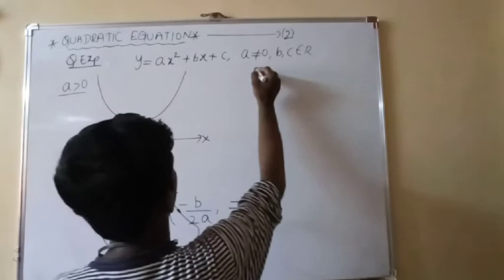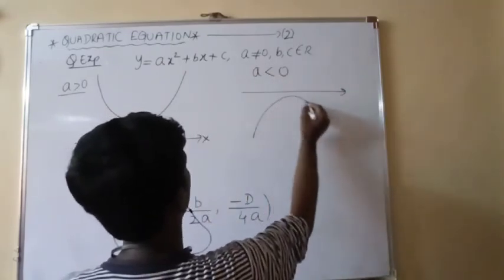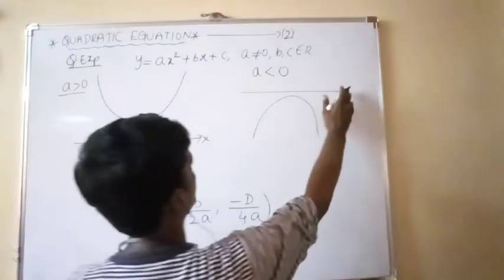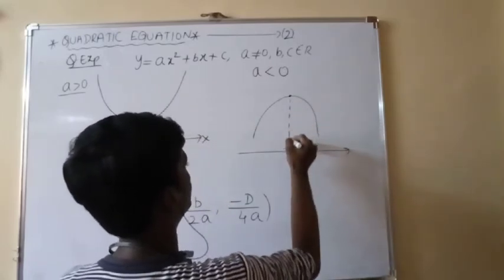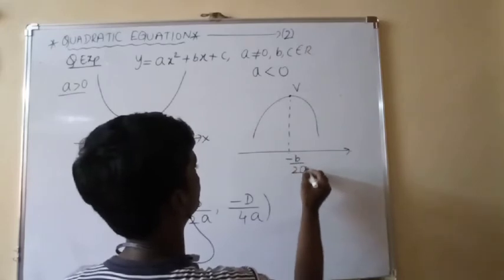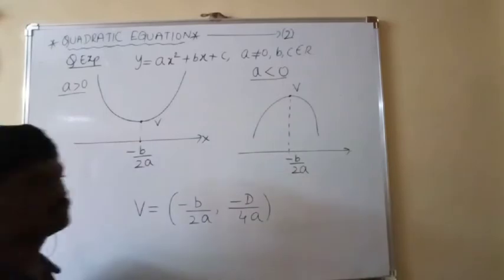When a is negative, the parabola is a downward parabola. This will be the vertex, and this is x equal to minus b by 2a. So by observing these two cases, observe carefully.